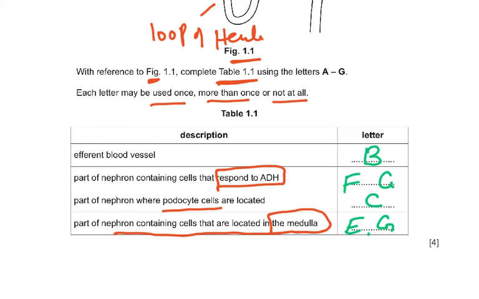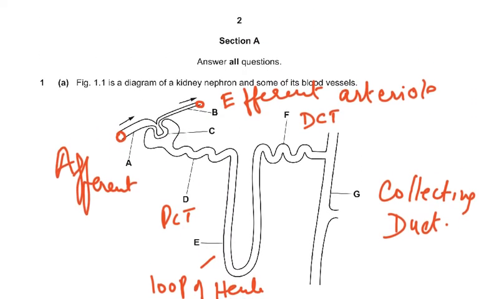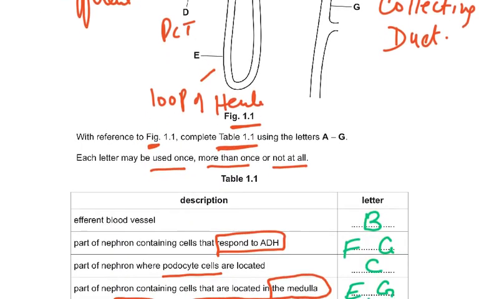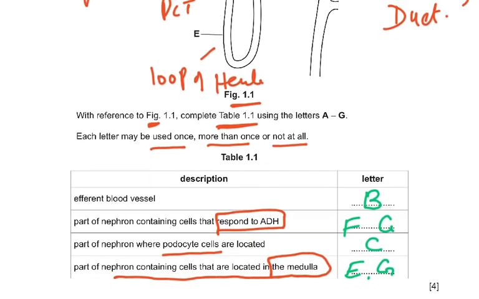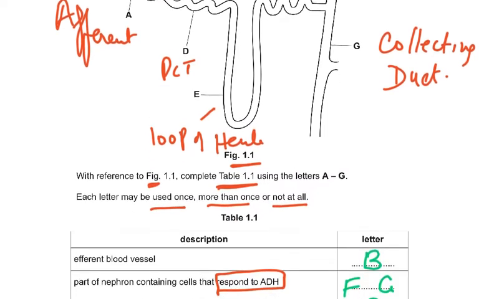As you can see, the efferent blood vessel was B. The part of the nephron containing cells that respond to ADH was F and G. Now what are F and G? F is the DCT and G is the collecting duct. Then the cells which are podocytes are C. So the podocyte is somewhere here. So those are the cells of the podocyte which we discussed.